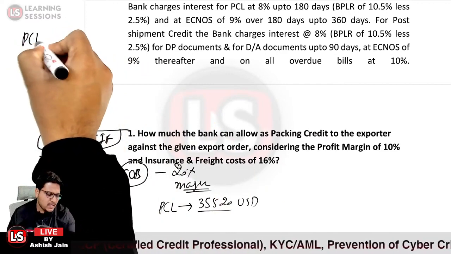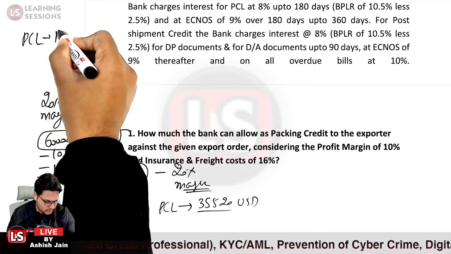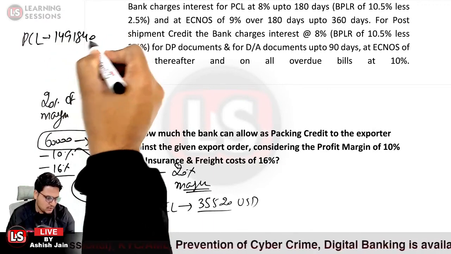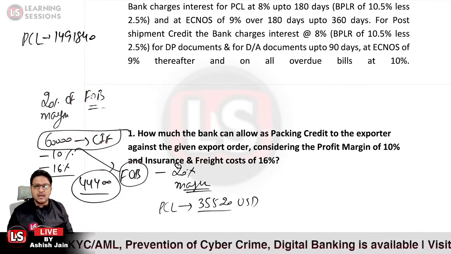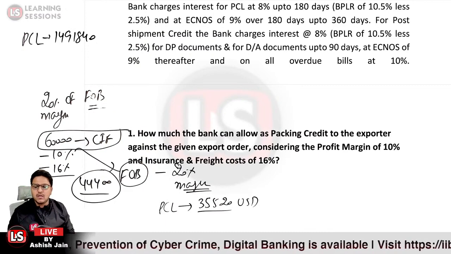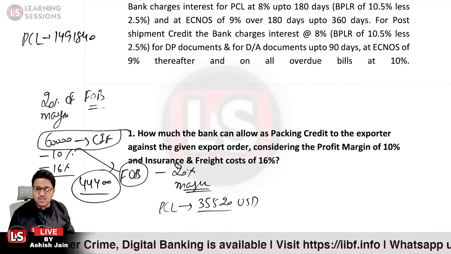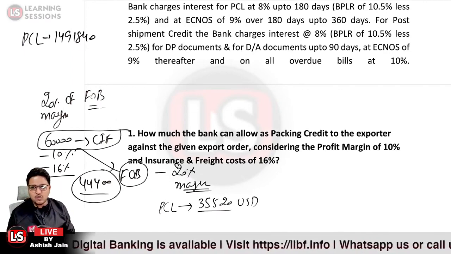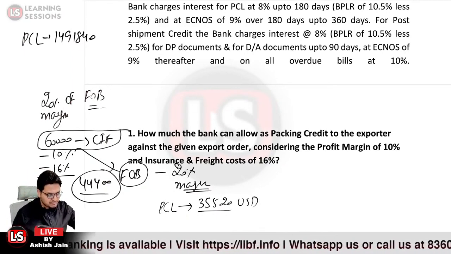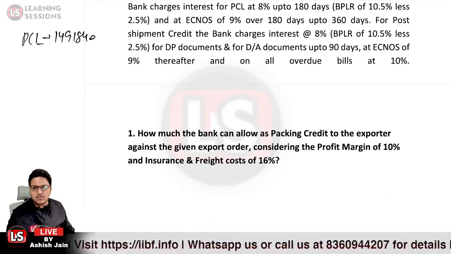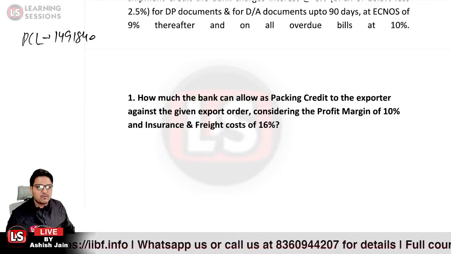That is the packing credit limit that was sanctioned. Now that depends totally upon the question. If the answer options are given in USD or INR, in that particular case you must look at that factor. Okay, that is related to the first question. I hope you have all understood it. Now let's move to the next question.